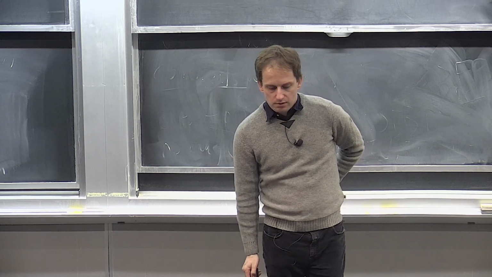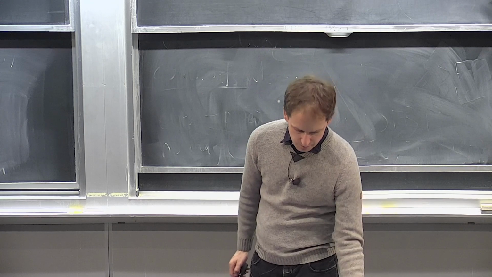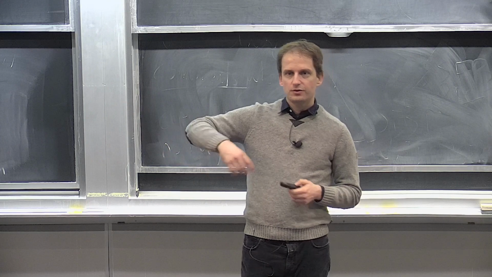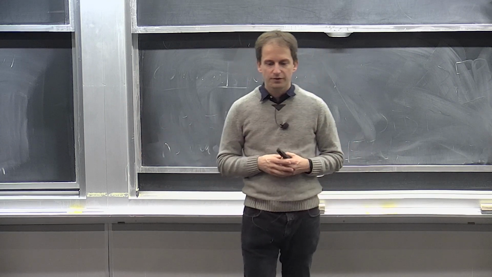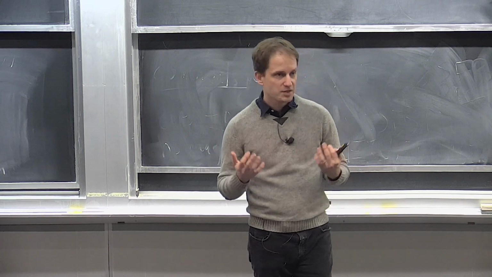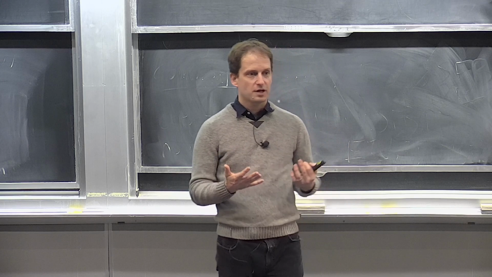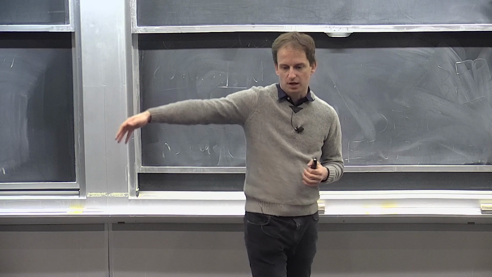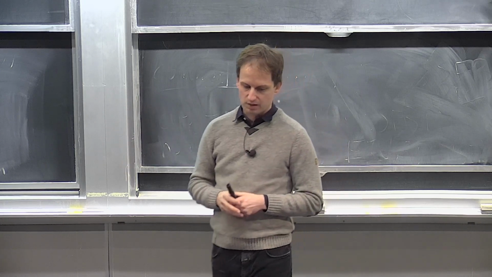Now let me tell you a little bit about some definitions, just to be clear what we're talking about. One is, what's a discount function, what's a discount rate, and what's a discount factor. These are just definitions. A discount function is when you have a stream of future utilities, u_{t+1}, u_{t+2}, and so on, you have to write down a function for how to weigh these in the future. So D of tau, as I'm calling it, is the discount function that specifies all the weights that you're putting on future utilities in future periods.